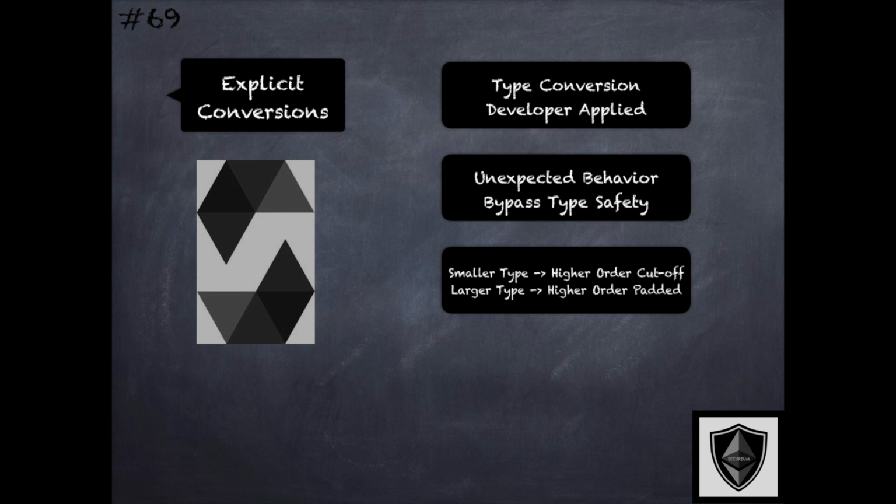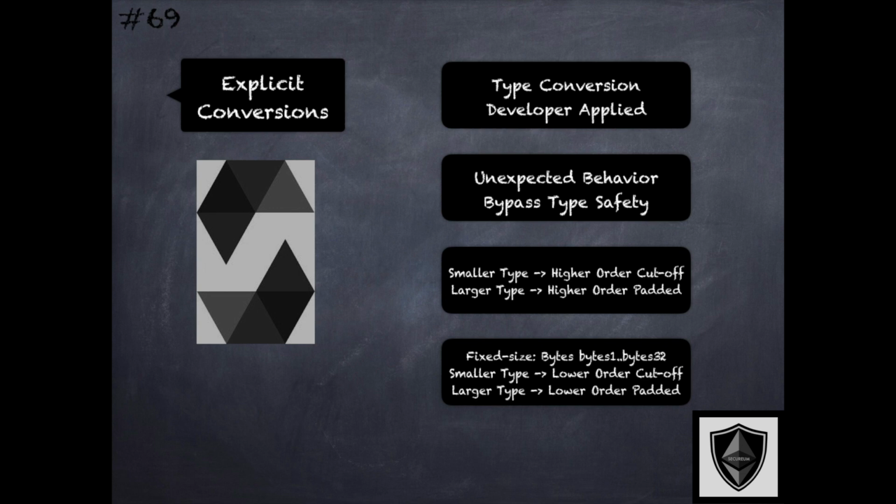There are various rules for such explicit conversions. In the case of integers, when they are converted to a smaller type, the higher order bits are cut off. When they are converted to a larger type, they are padded on the left with the higher order bits. So, for example, when a uint8 is converted to a uint16, the padding happens on the left, and when a uint16 is converted to a uint8, the higher order bits are cut off. Similarly, for fixed size byte arrays, bytes1 all the way to bytes32, converting to a smaller type cuts off bytes to the right, and converting to a larger type will pad bytes to the right.